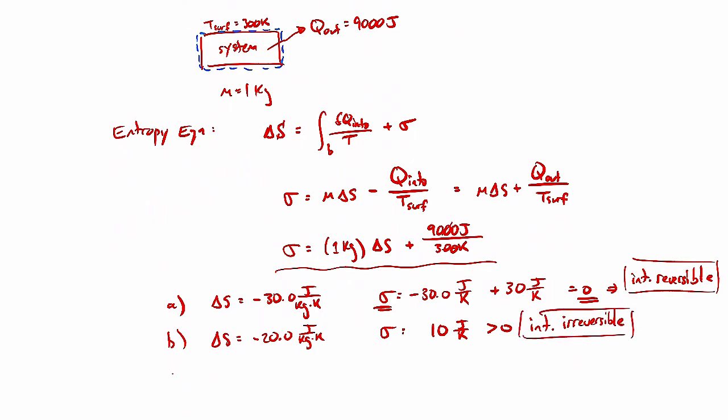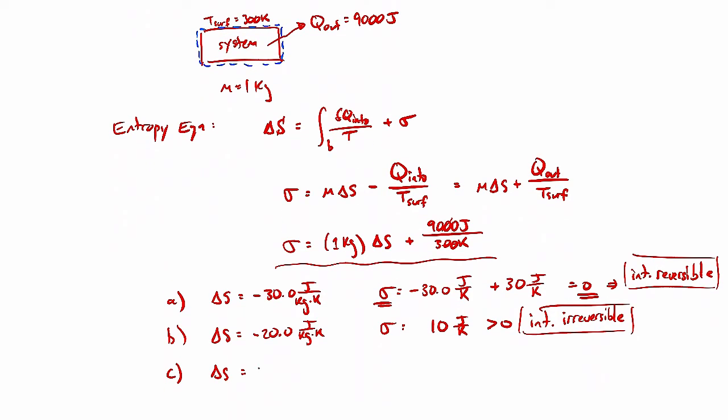And then in the last case, the delta S is minus 40 joules per kilogram Kelvin. So when we plug that value in, we're going to get the entropy generation is minus 10 joules per Kelvin, which is less than 0. So that one is impossible. That would violate the second law. All right.